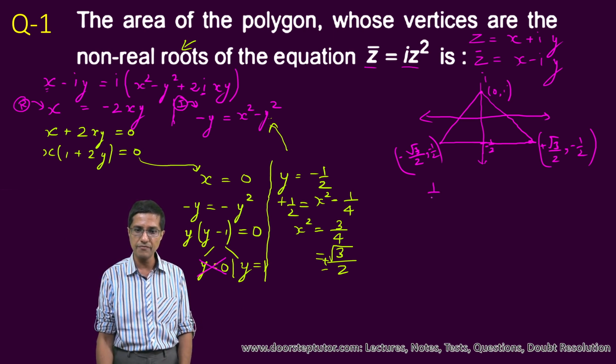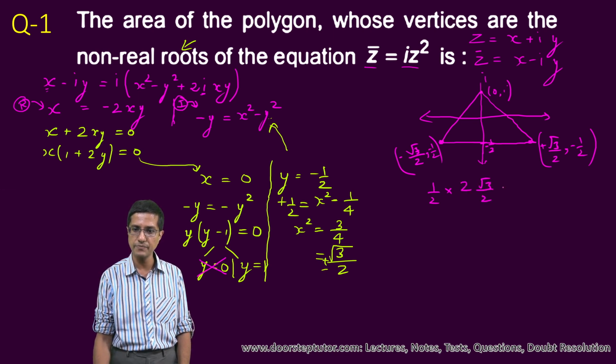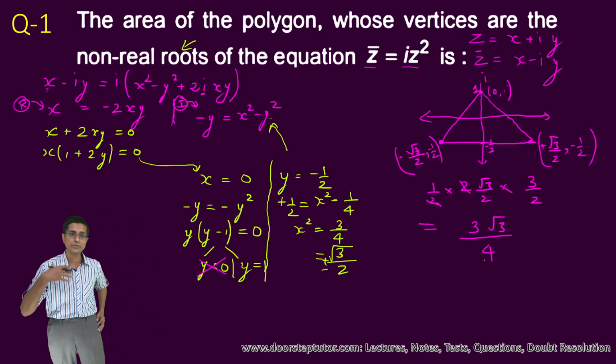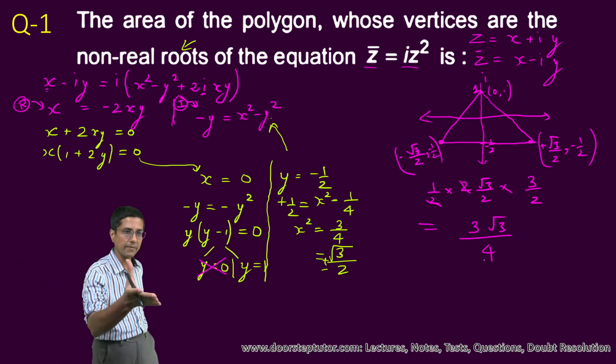So the area is half into base into height. The base runs from minus root 3 by 2 to root 3 by 2, so the base becomes 2 into root 3 by 2. Height is of course from 1 to half, so height is 3 by 2. Now if you simplify, the 2 and 2 cancel, and this becomes 3 root 3 by 4. And that is our area. So very simply we were able to solve it without using anything complicated, just by separating the real and imaginary part.